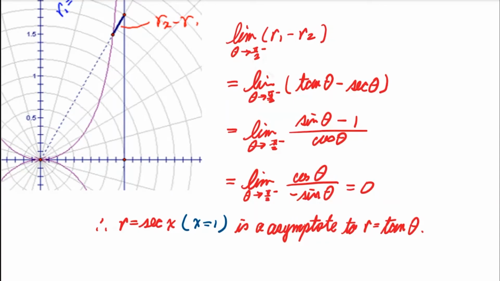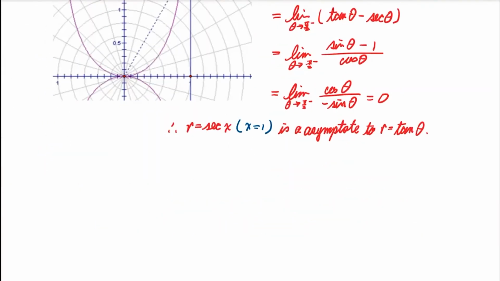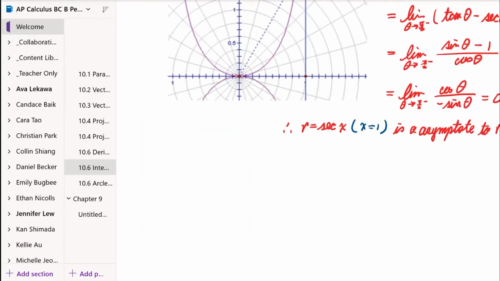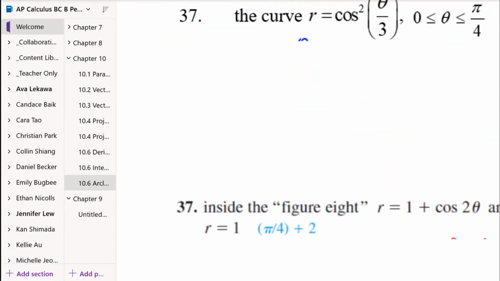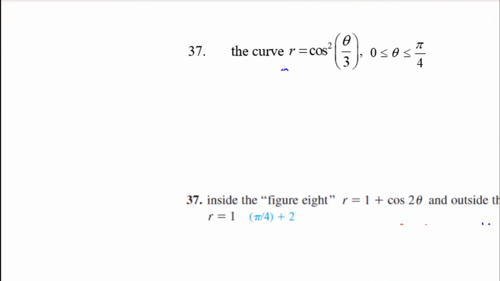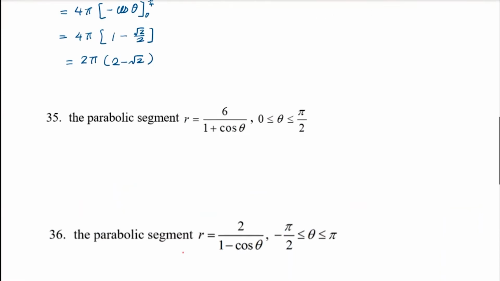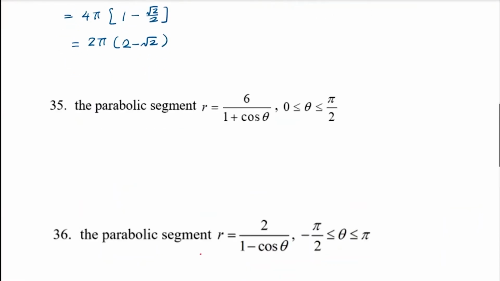Okay, so that's all from Thursday night. So let's go to Friday night's homework. Okay, let's see what we have. What's the first one? 35, right? Okay, let's go to 35.